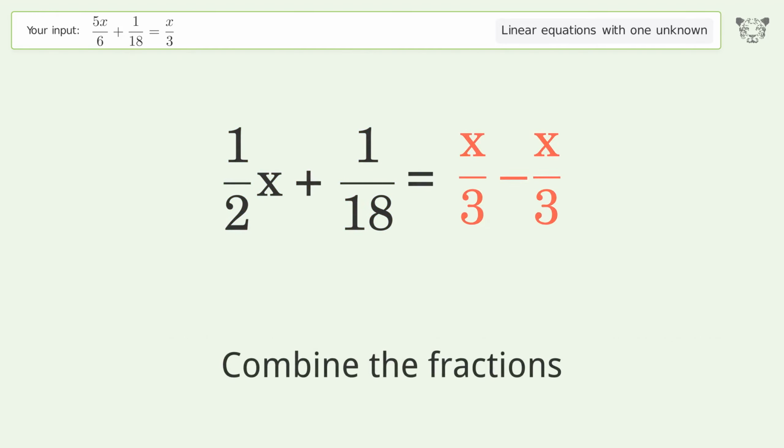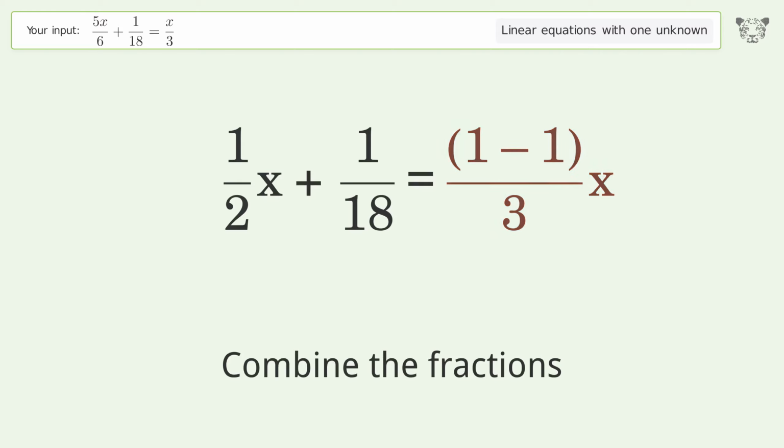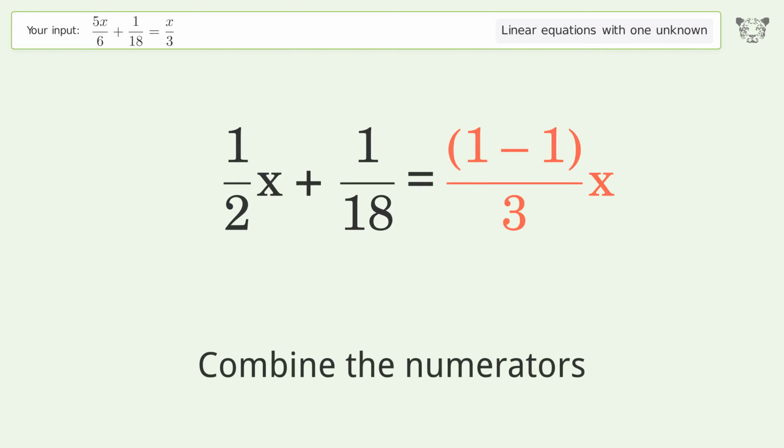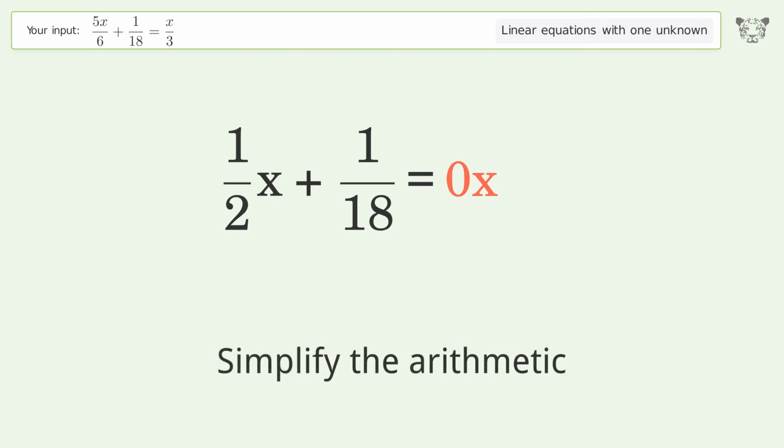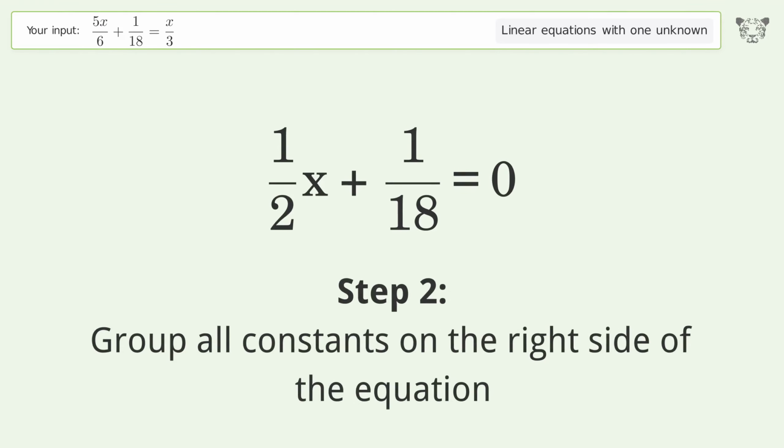Combine the fractions. Combine the numerators. Reduce the zero numerator. Simplify the arithmetic. Group all constants on the right side of the equation.